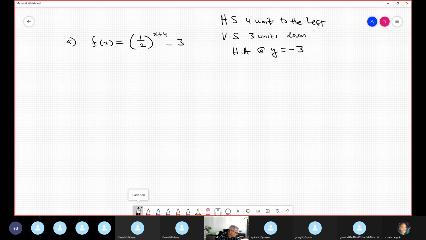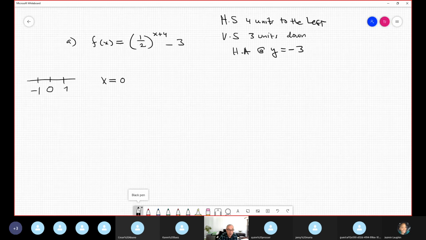Okay, let's evaluate at the point x equals 0. This is classical, guys: 0, 1, and negative 1. This is the typical. This is maybe a little bit more complicated, no?